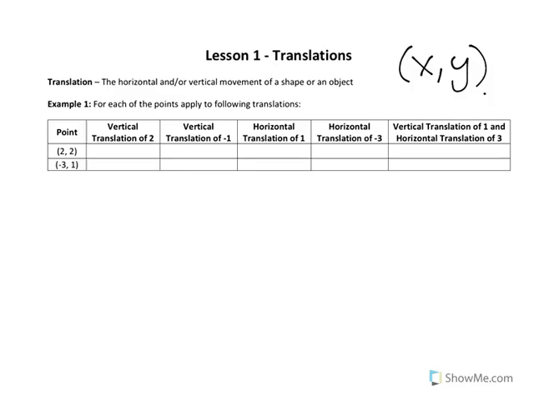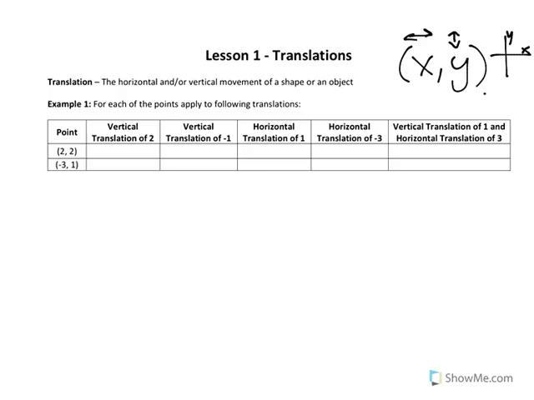Okay, x and y in points are always your x value and then your y value. If you're unsure on the x and the y, the x is always that axis and the y is always that axis. It's always left and right and up and down.